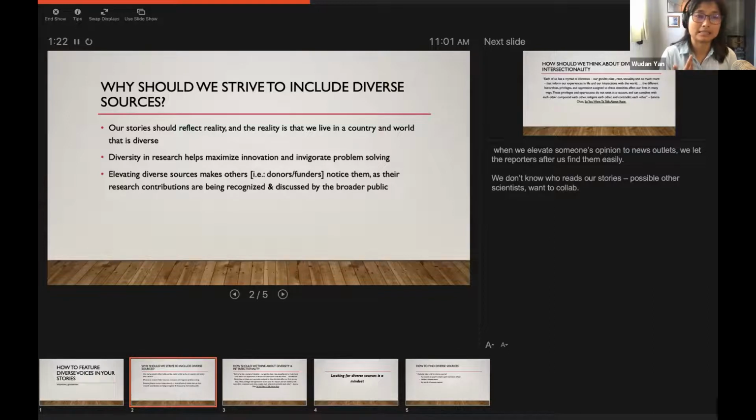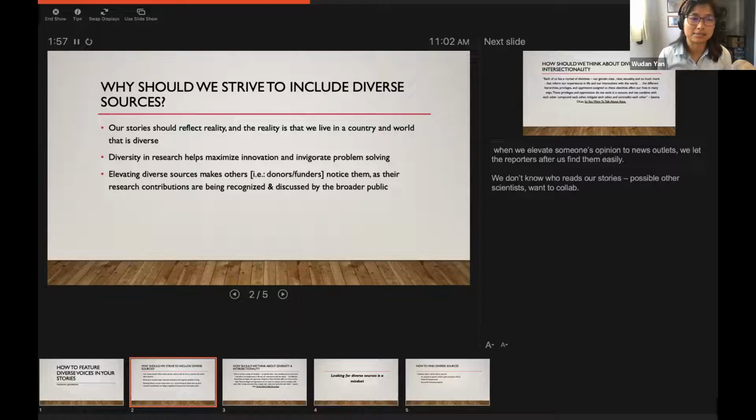So I think this goes to show why it's important to highlight diverse patient stories, diverse communities, etc. With regards to finding diverse experts, diversity in research generally helps maximize innovation and invigorate problem solving from the research end. There is rarely a hero story in science. It's usually incredibly collaborative. And I asked around on Twitter, the social media that I use the most, why diverse sourcing matters.